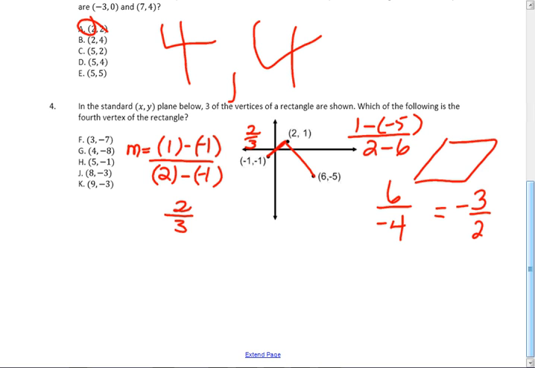Whoever finished three, they're graded in. They were graded a while ago. Okay.